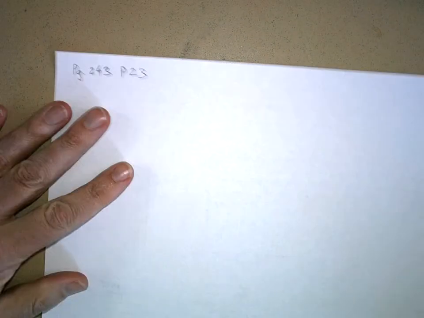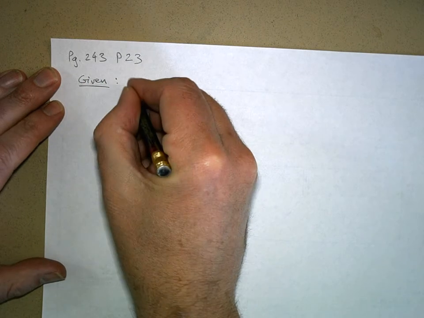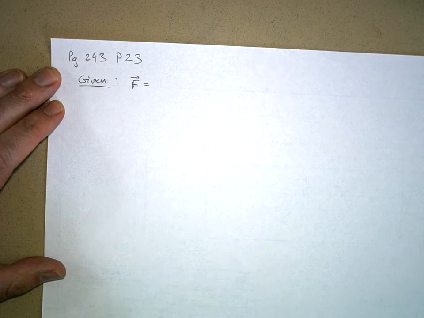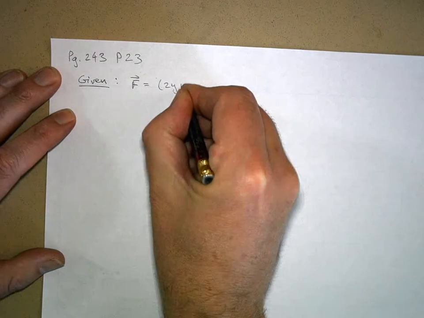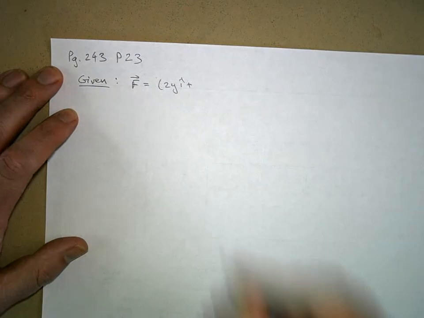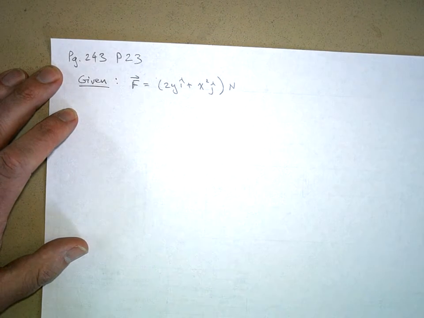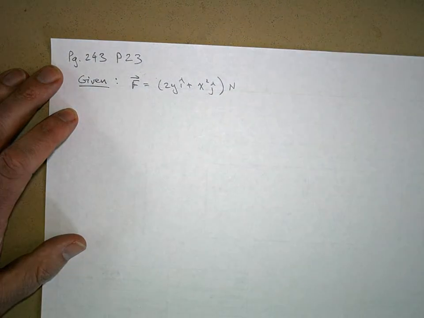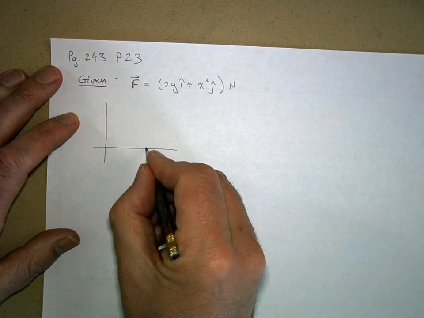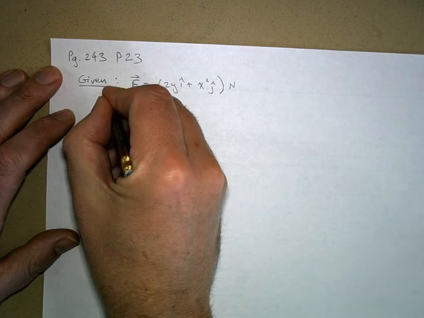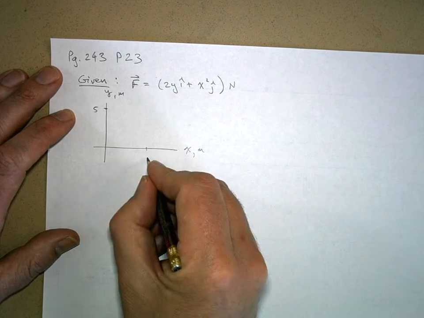So here's what's given. We have a force that's applied, and it says that the force is 2y in the i hat direction plus x squared in the j hat direction. And of course this is in newtons. And we're also given this diagram like this, where this is 5 and this is 5. So this is x and y in meters. So this is 5 meters and this is 5 meters.